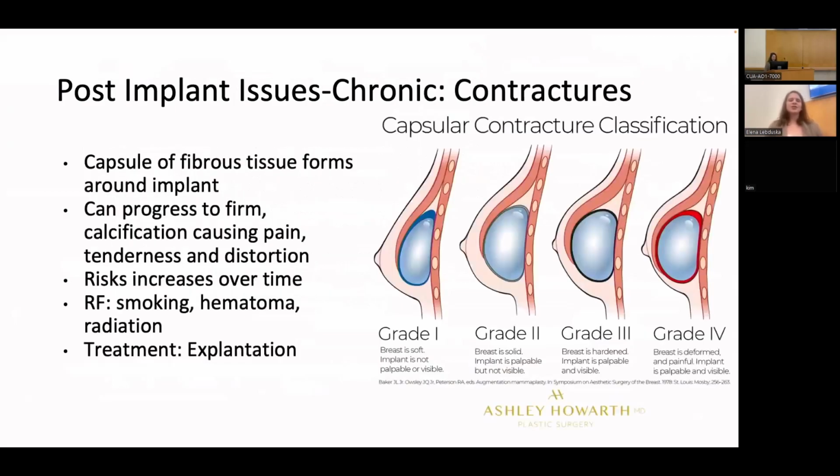The other major issue you'll find is capsular contracture. So it's basically when fibrous tissue forms around the implant, thought to be an autoimmune response to a foreign body in the body.